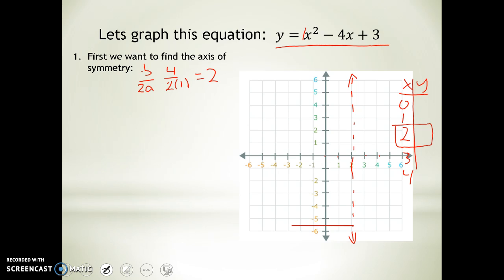Okay, so let me get rid of this stray mark here.